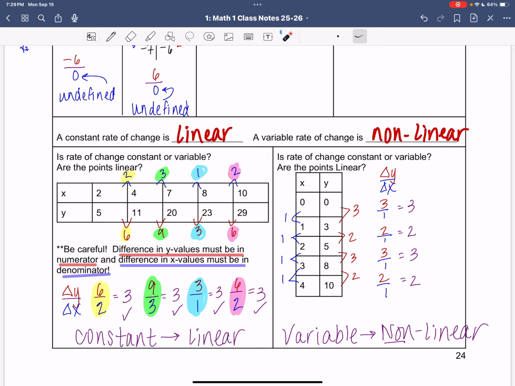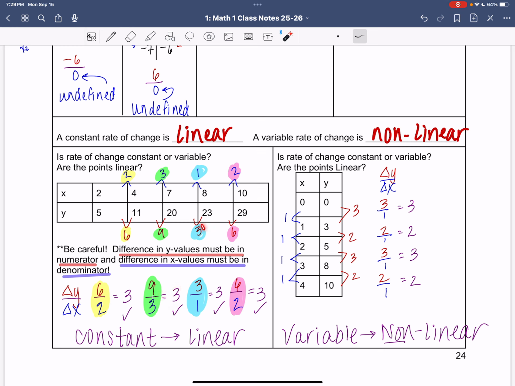So remember, you're going to make a fraction of your y over your x, and it simplifies to 3. So for this to be constant, all the other slopes need to simplify to 3. So we've got 9 over 3, because it's y over x, and that also equals 3. So far, so good. They're both 3.